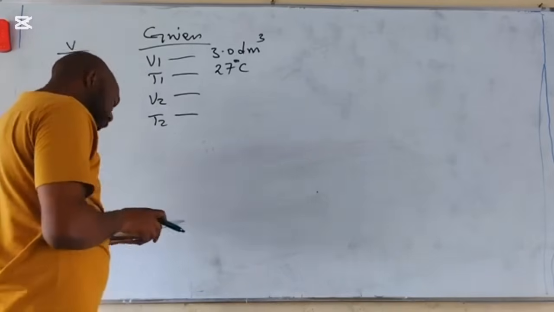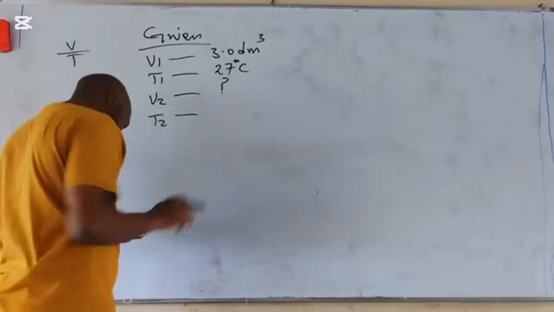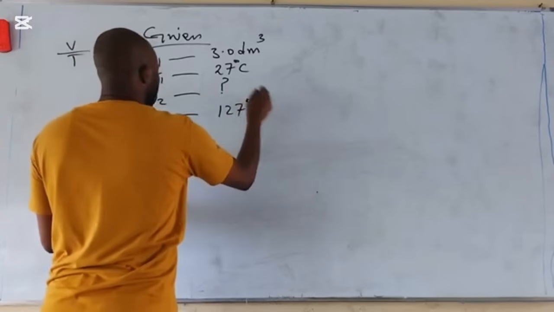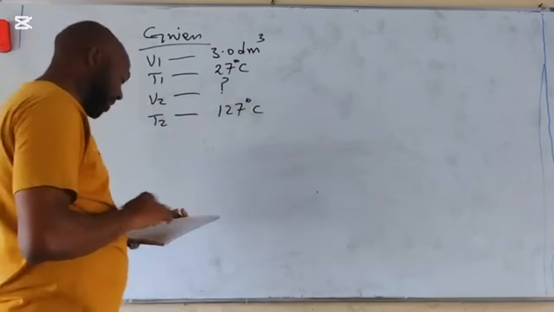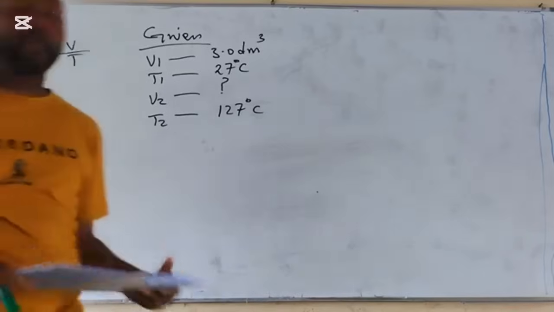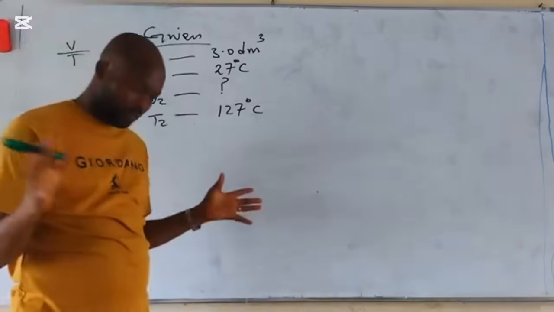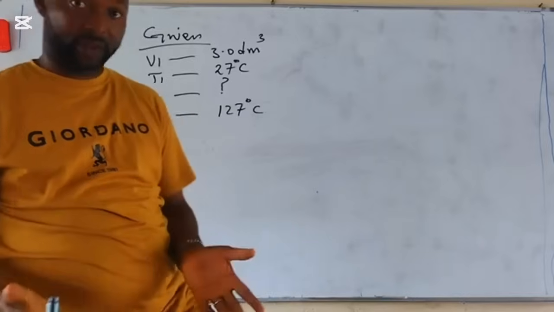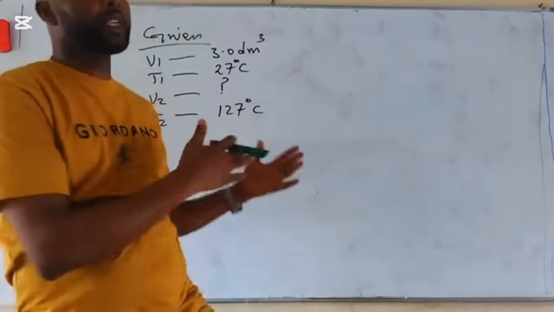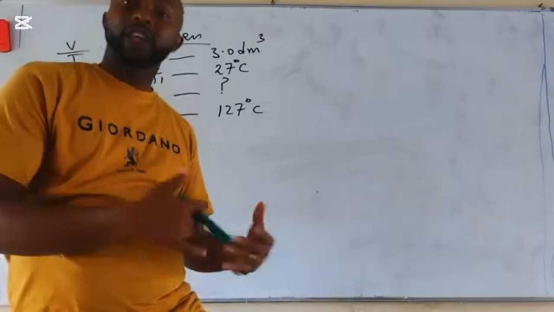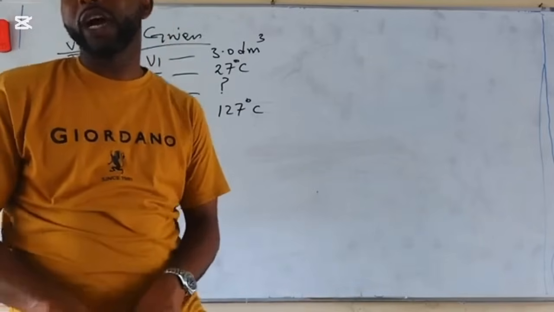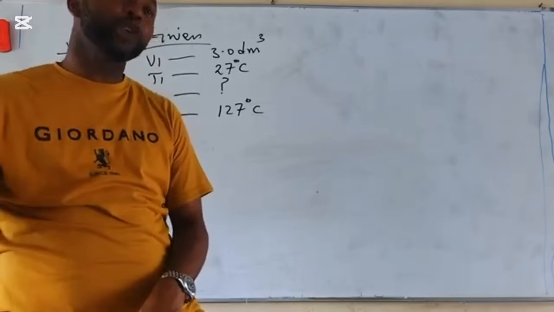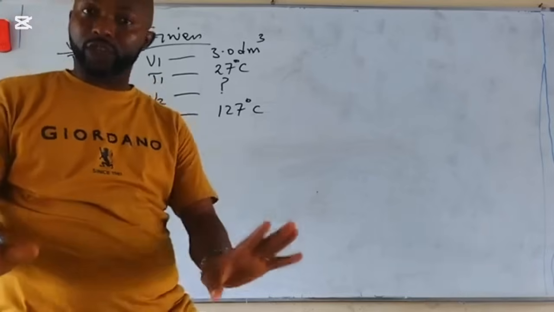Calculate the volume, V2, at 127 degrees Celsius, and at the same pressure. So the pressure is constant. Remember, I talked about the real value for temperature, that the official value is in Kelvin. Unless you're asked to leave your answer in degrees centigrade, then you can leave it there. But if you are not asked, you have to take it to Kelvin, because we say the volume of a given mass of gas is directly proportional to its temperature in Kelvin, provided the pressure remains constant.